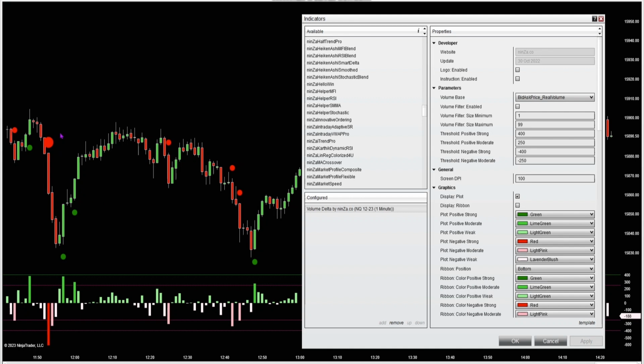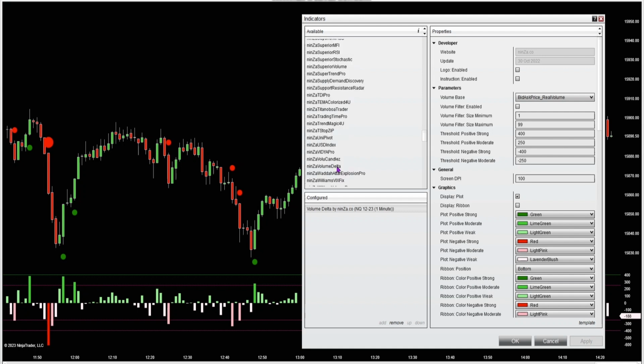It gives you a really good gauge of the buyers and sellers in the market. I like having the histogram up. You can see when we're moving up in price right here, the volume delta is moving down. The positive delta on this histogram is getting lower and lower. A little bit of divergence there. We can see the positive volume delta kind of drying up. Then we have a little retracement.